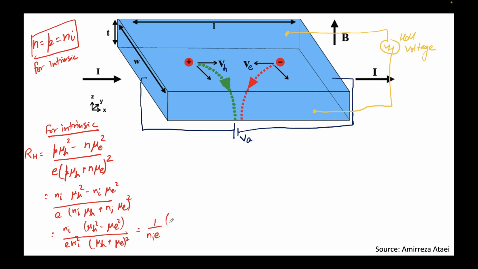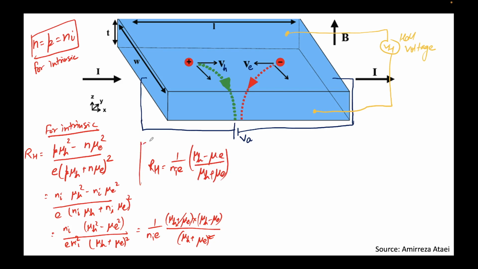Mu h squared minus mu e squared can be written as (mu h plus mu e) times (mu h minus mu e), divided by (mu h plus mu e) whole squared. One factor of (mu h plus mu e) gets cancelled, and so I get RH equal to 1 over Ni e times (mu h minus mu e) over (mu h plus mu e). This is the expression that we get for an intrinsic semiconductor.